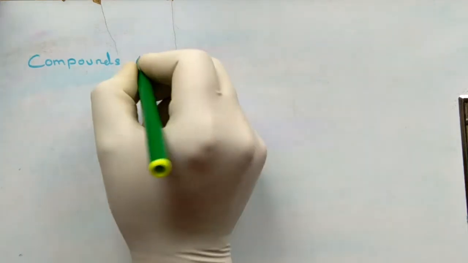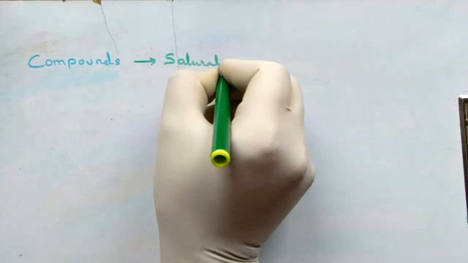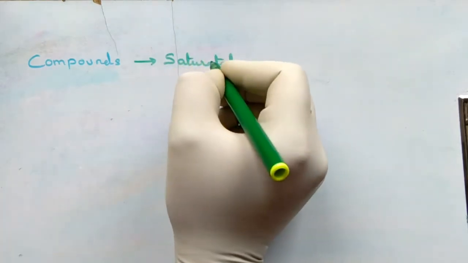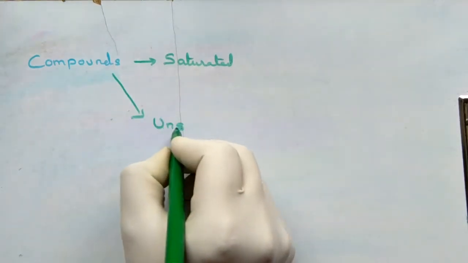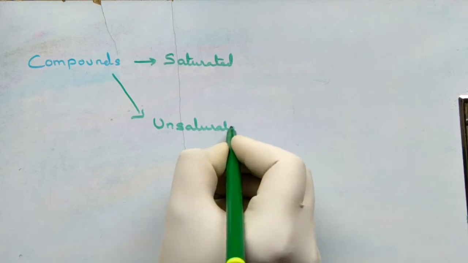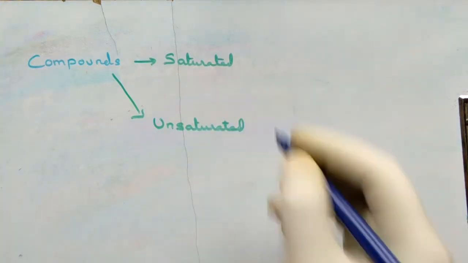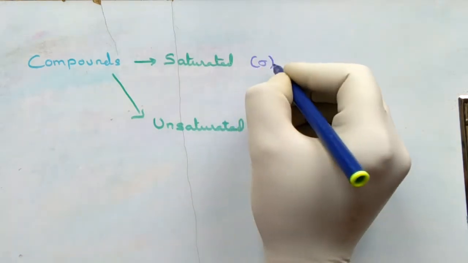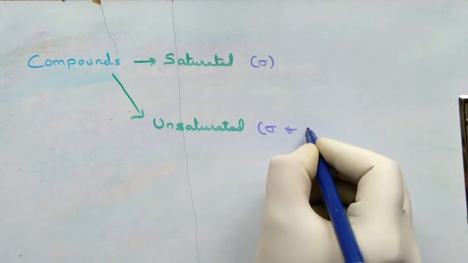There are two types of compounds. They are saturated compounds and the other one is unsaturated compounds. Saturated compounds contain only sigma bonds, whereas unsaturated compounds contain sigma and pi bonds.